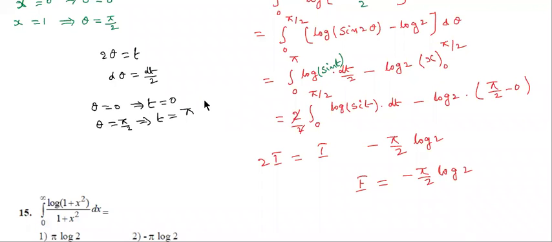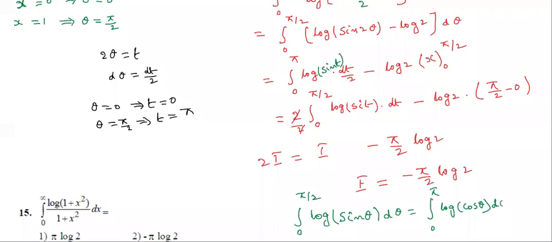So finally, what I am saying means, what is I? 0 to pi by 2 log of sine theta, or sine x, whatever it may be, d theta, or 0 to pi by 2 log of cos theta, that is equal to, what is the answer?